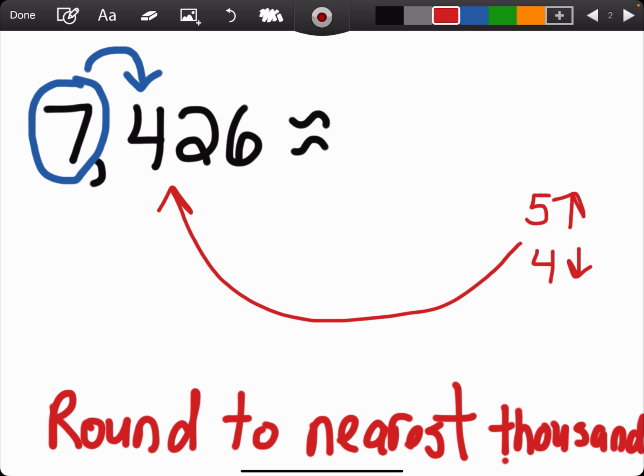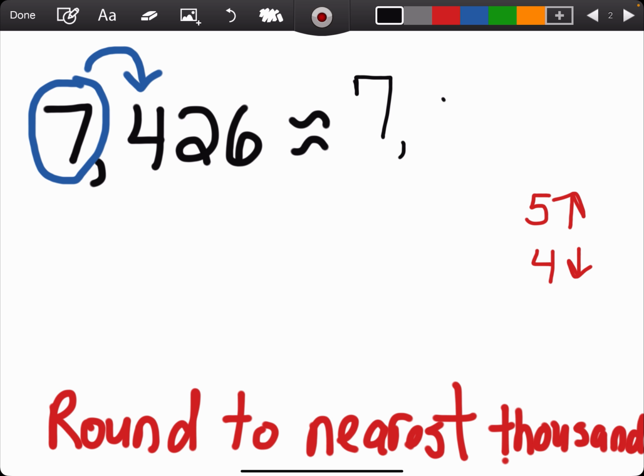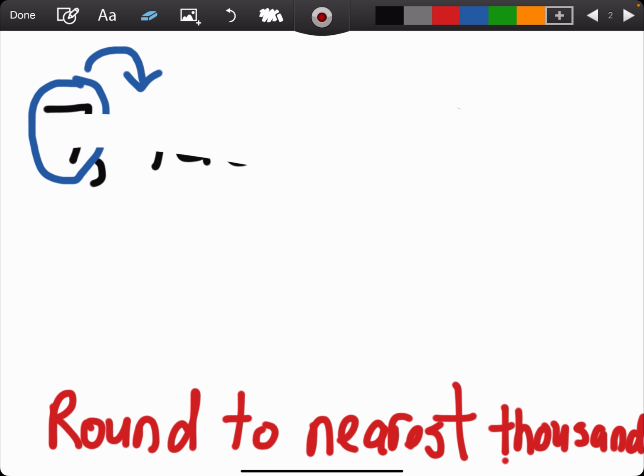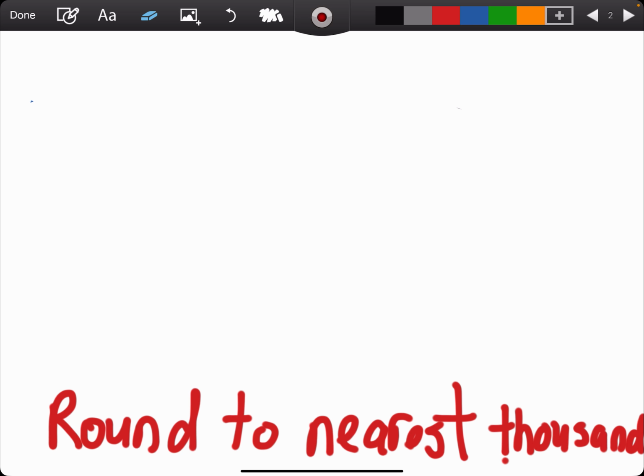So, with that being said, the 4 in the hundreds place is telling the 7 you're going to stay where you are. So that 7 in the thousands place remains a 7 and everything else becomes a 0. So 7,426 is rounded to 7,000. Okay? Now that's if I'm rounding to the nearest 1,000. So I'm going to erase that. Let's stay rounding to the nearest 1,000.